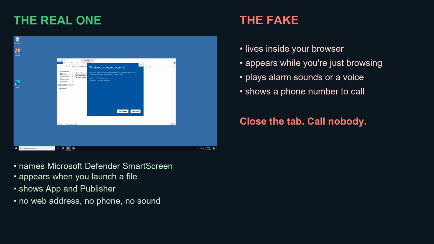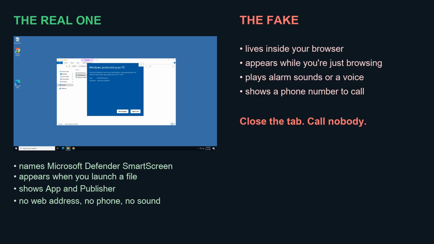One last thing, and it matters. There's a fake version of the screen, and the fake one is the actual danger. Everything you've seen in this video is the real dialog. It appears at one exact moment when you launch a file you downloaded. It names Microsoft Defender SmartScreen. It shows an app and a publisher. And look at everything it does not have: no web address, no phone number, no sound.